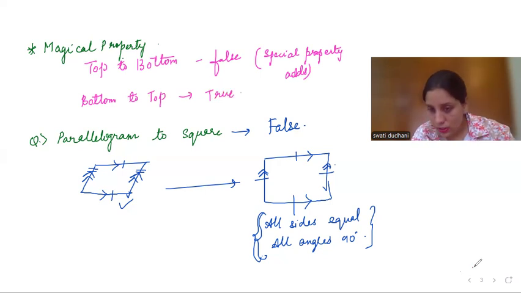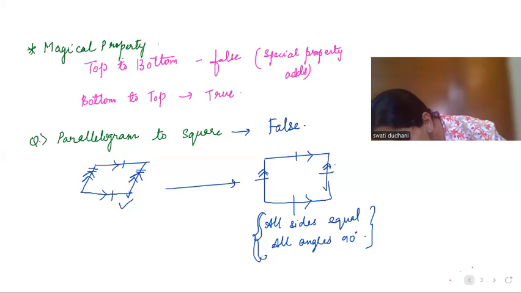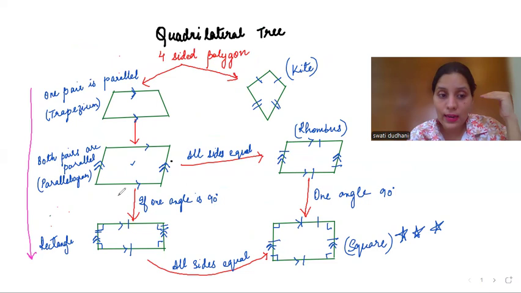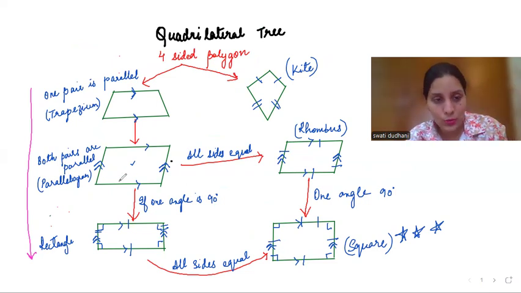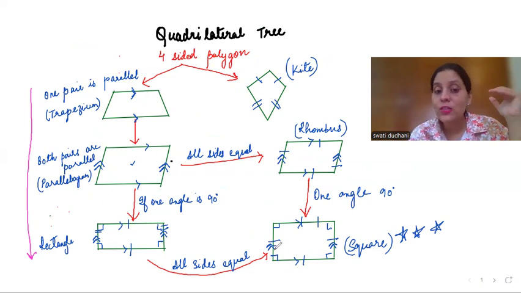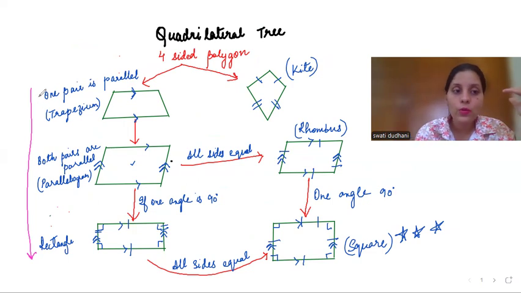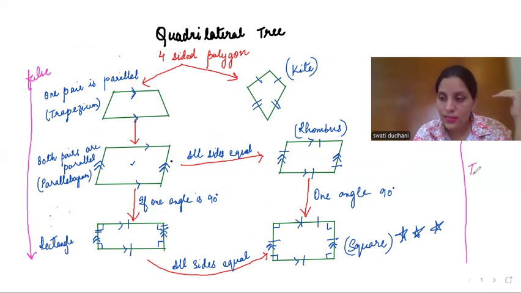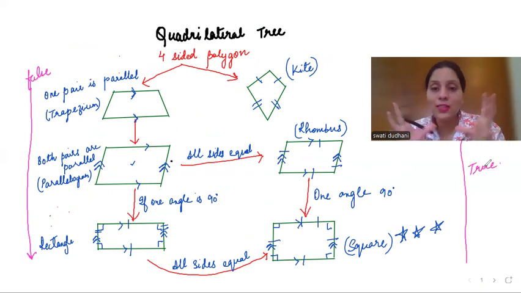Now come back to the tree. Yes, from down to top. Every rectangle is a parallelogram: true. Every parallelogram is a trapezium: true. Every square is a rectangle: true. So when you go from down to up, all the statements are true. When you come from top to bottom, it is false, and when you go from bottom to top, it is true. I hope you find this very interesting.